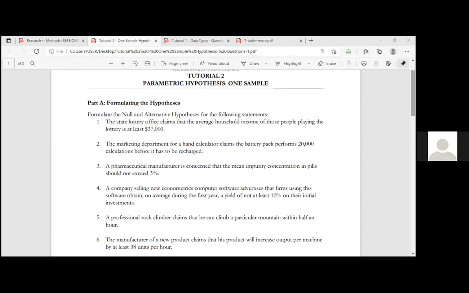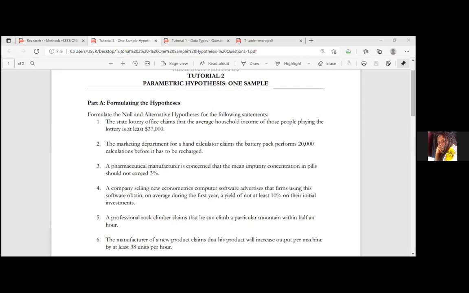So read for that. Okay, question one. The state lottery office claims that the average household income of those people playing the lottery is at least $37,000. So that is the claim. Which word or group of words there corresponds to a sign, and which sign and which hypothesis will contain that sign? One person will answer that question. So who is ready to answer that? Jay, lower your hand. Okay, Nana Addison.